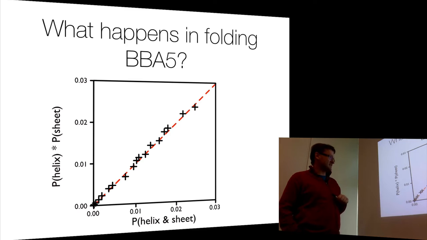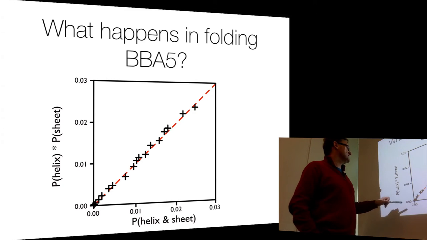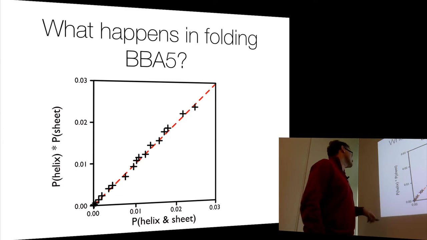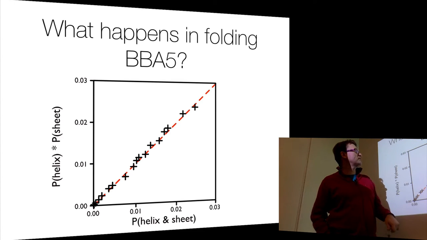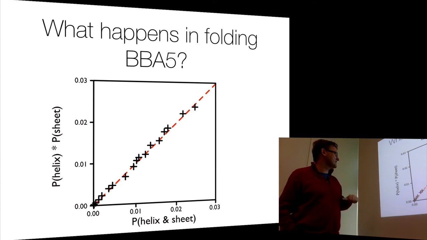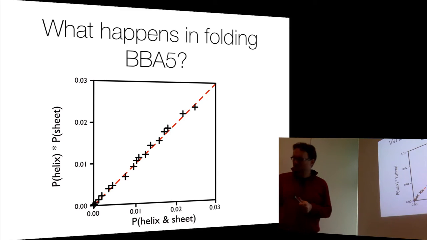Probabilities of helices and sheet. So this is the probability, this is over the simulation. And I've taken each cross here to correspond to a frame. So that is the probability of having both the helix and a sheet in a frame. And this is the probability of having the helix in that frame multiplied by the probability of having the sheet. Does this tell you anything? Not sure how much mathematical statistics you've taken.